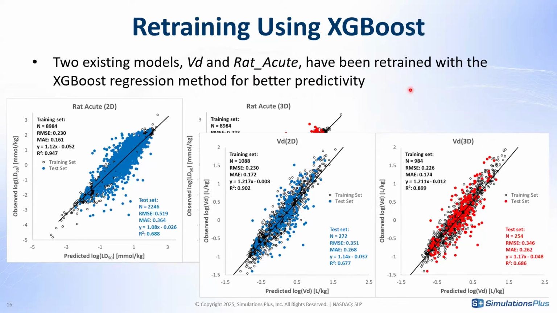So without changing the training sets themselves, we simply rebuilt those models using XGBoost. I don't have side-by-side comparisons of version 12 versus version 13, but you can do that comparison yourself. The improvement in performance was significant in both cases.